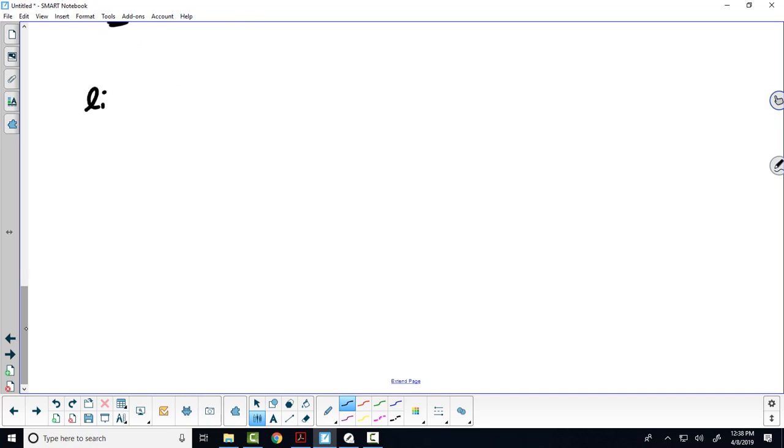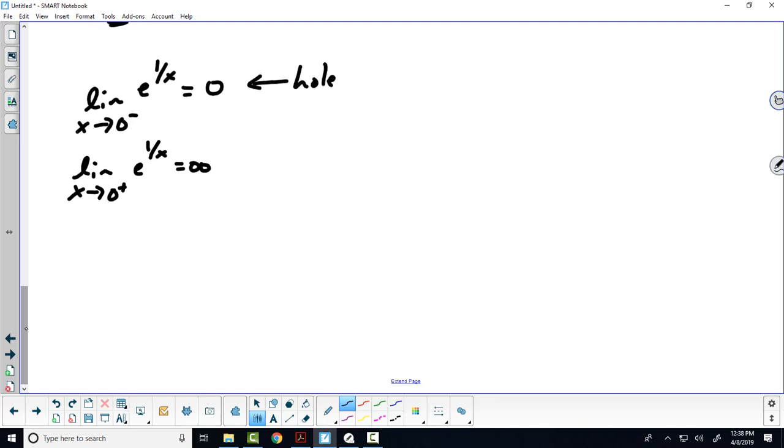Okay. So let's summarize this, because I think this is really interesting. We said the limit as x approaches 0 from the left of e to the 1 over x is equal to 0, and the limit as x approaches 0 from the right of e to the 1 over x is equal to infinity. So this tells us that we have a hole at x equals 0, and this tells us that we have a vertical asymptote at x equals 0, and this is probably the first graph that we've seen that has both a vertical asymptote and a hole at the same point.